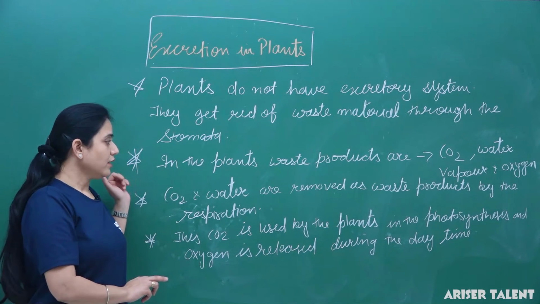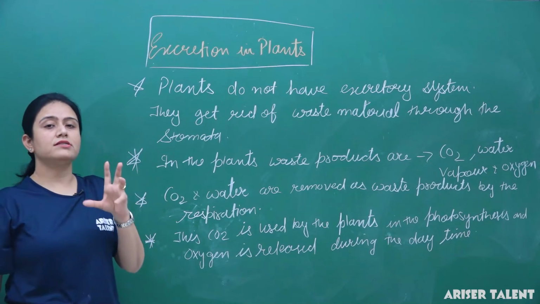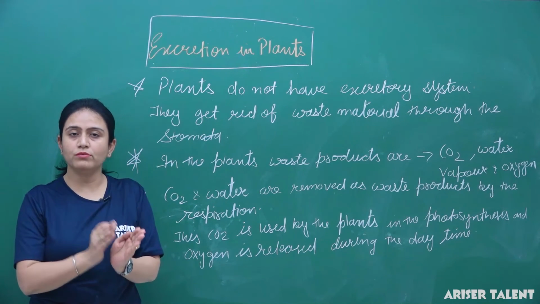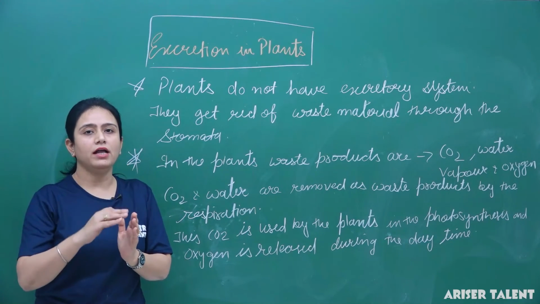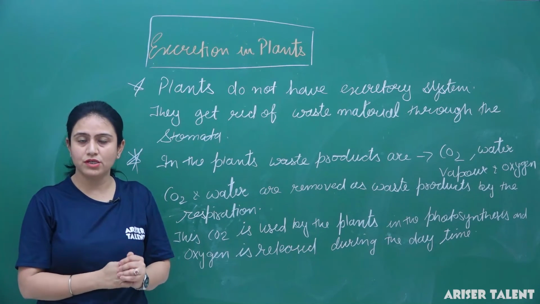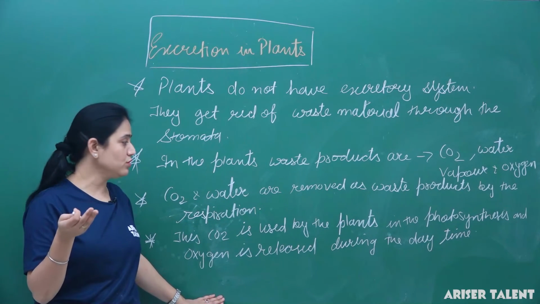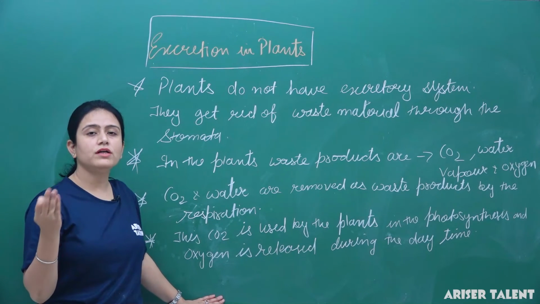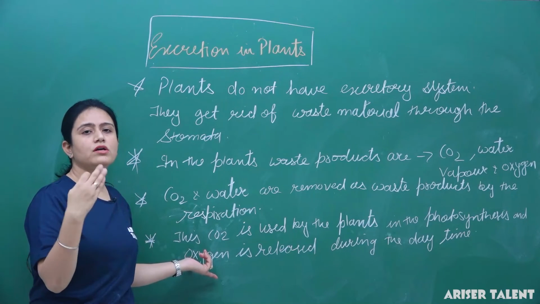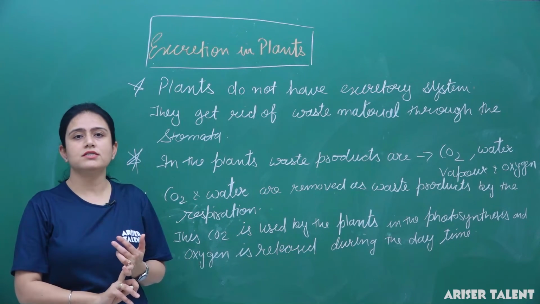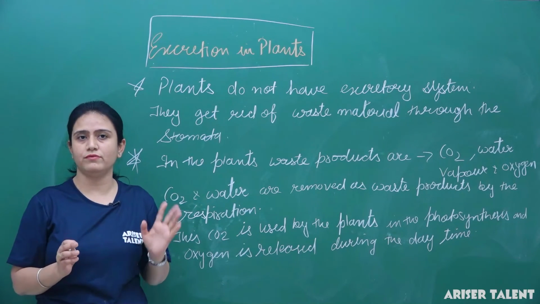So this is all about carbon dioxide, water and oxygen. Now excess water is removed out of the plant body in the form of water vapor, and that process is known as transpiration. So the plants follow different methods. They do respiration and remove carbon dioxide and water. They do photosynthesis and remove oxygen from the body, and the third process is transpiration, by which they remove the excess amount of water vapor from the body.